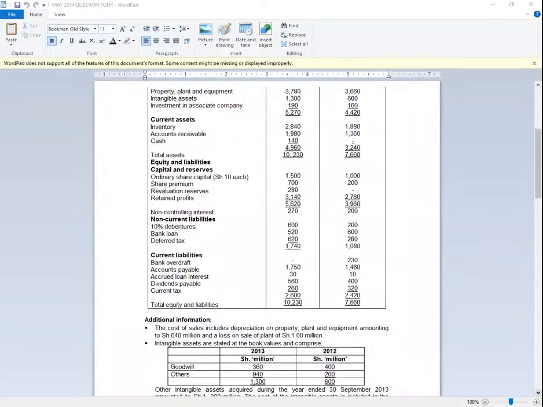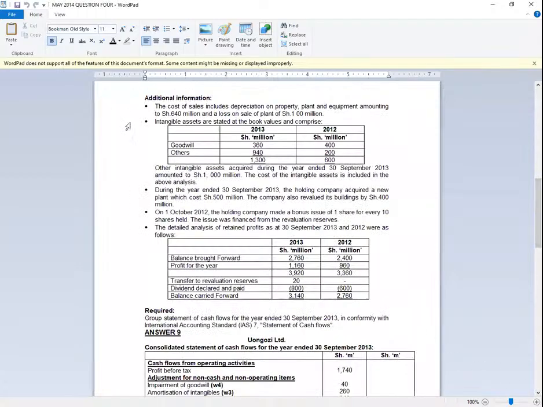Fortunately, even before I throw my eyes far away, I'm able to see down here other intangible assets acquired during the year ended 30th September 2013 amounted to 1,000. So then there is no problem. If I'm an Excel student, I will take 200, what I began with, plus what was acquired, minus closing. Closing must always be subtracted. So I'll talk of 200 plus 1,000 minus 940.